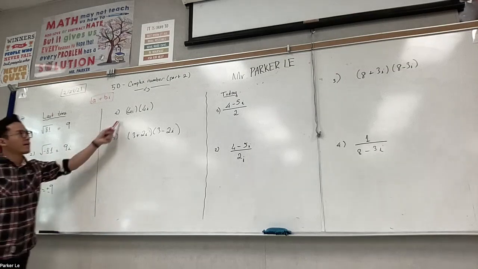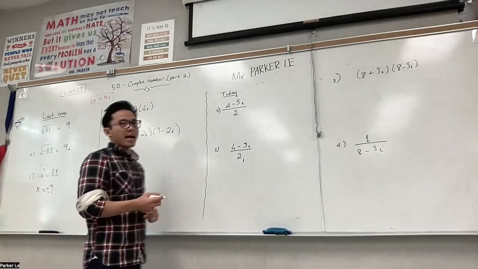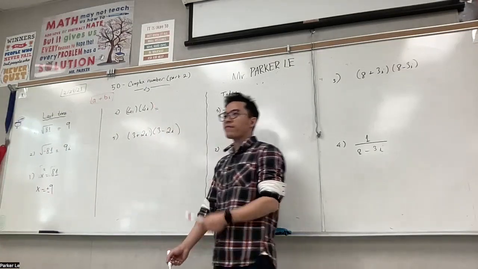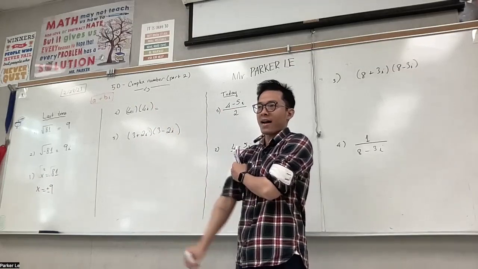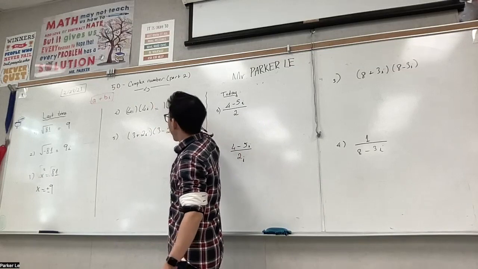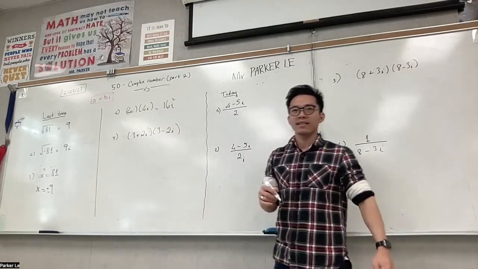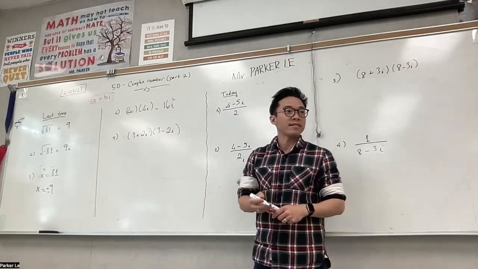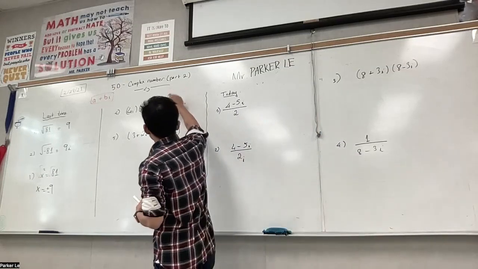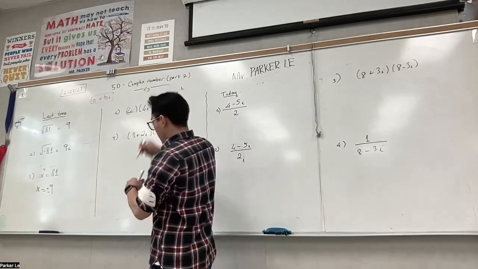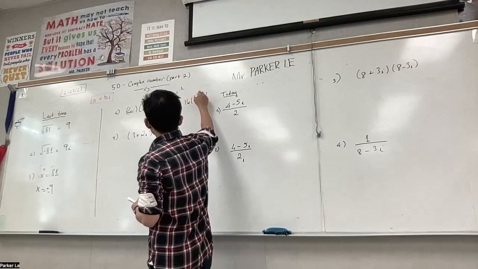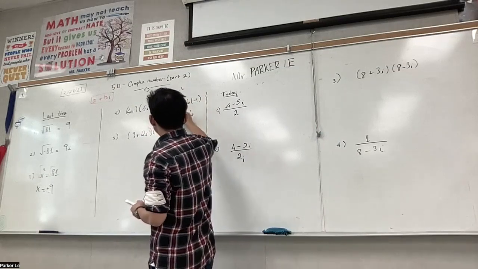That's last time. Okay, number 4. 4i times 4i. What is this? It's 16 i squared. Can I stop right here? No, what is i squared? Who remembers? Negative 1, right? i squared is negative 1. So I have 16 multiplied by negative 1, which is negative 16. So that is the final answer.